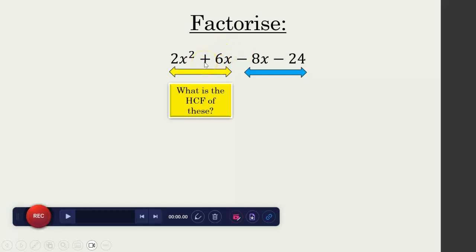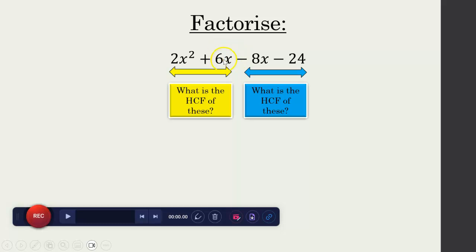So how do we do it? Well, we'll get on to that. What is the highest common factor of these? So I have 2x squared plus 6x, minus 8x minus 24. So I've split it up into 2 bits, the yellow bit and the blue bit. So let's look at the yellow bit. Highest common factor of 2 and 6. So remember, we look at the number first. Well, what's the biggest number that will divide into 2 and 6? It's 2. Then we look at the variables.